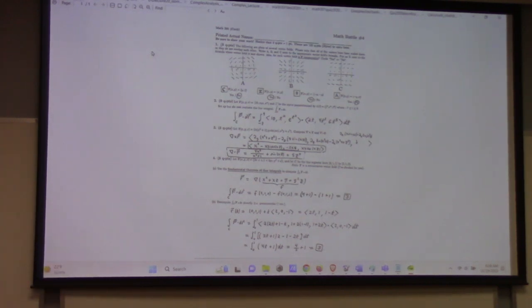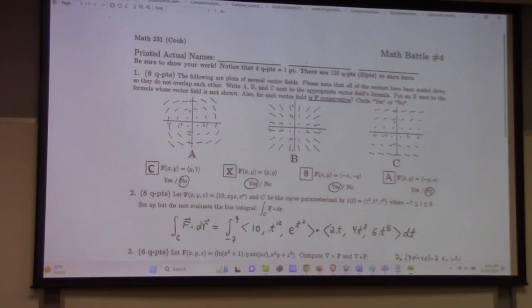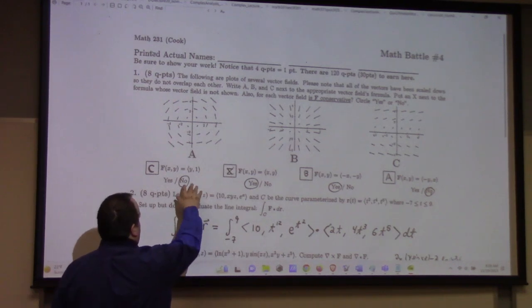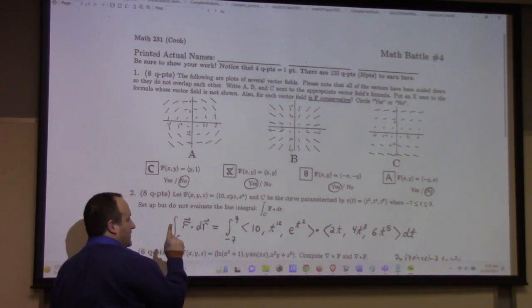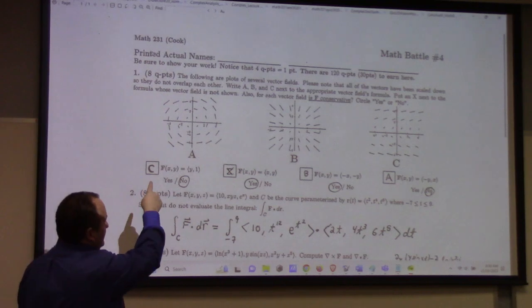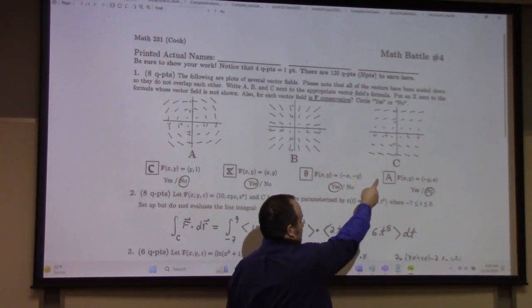All right, so let me just talk about the math battle a bit, since that's most fresh. So the way I thought about problem one was, first of all, this one is the only vector field that is going up by 1 unit across the board, right? It's uniform in the way it's pointing up. This one doesn't do that. That one doesn't do that. That has to be this one.